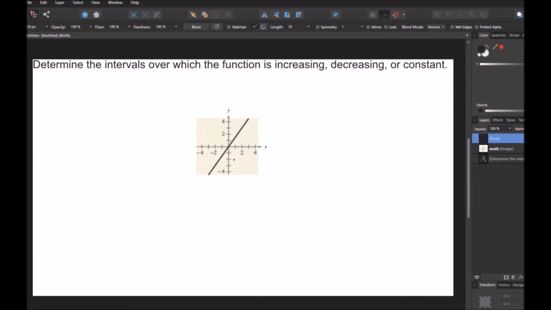A function is increasing if I pick an x1 point over here and an x2 point over here. If f of x1 is less than f of x2, then that function is increasing over that interval. So if I pick this x1 point, the f of x point is going to be over here. This is going to be my f of x1.